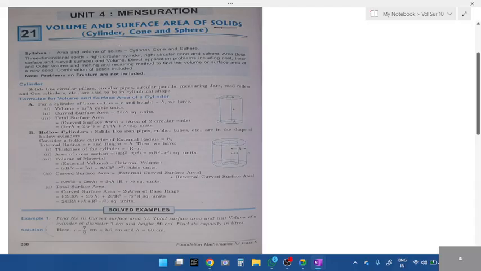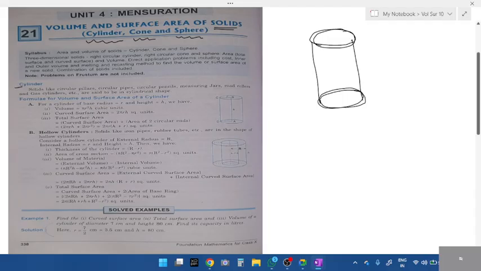Solid meaning solid objects. All the solid objects in the shape of a cylinder. Anything which is round, curved, that is a cylinder. Then cone and sphere. So cylinder, anything of this shape, which is circular, and on top you'll have a round, and the bottom another round. Examples they have given you. Direct application.